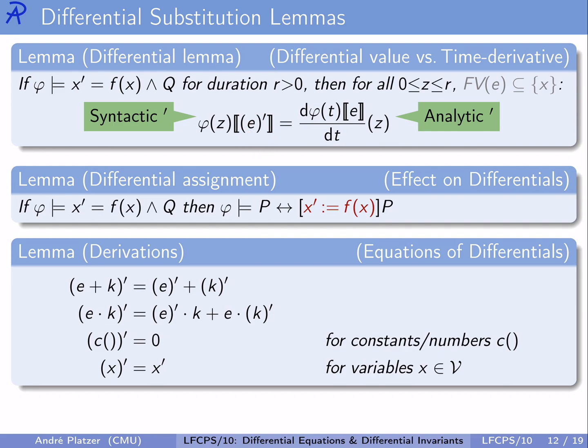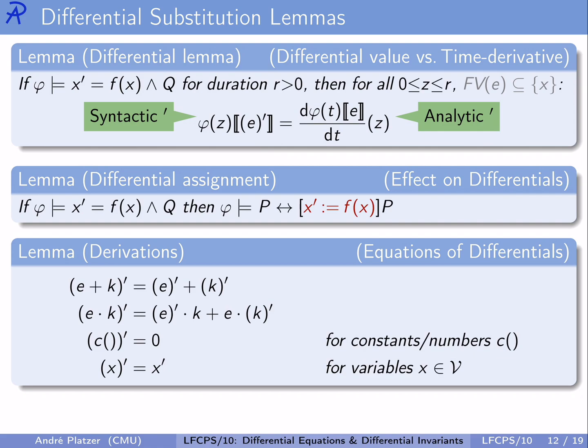syntactically we've added primes as differentials into the logic, but the meaning of this syntactic expression happens to coincide with the meaning of the analytic time derivatives we have, as long as those time derivatives are even meaningful. That means while we're following a differential equation, syntactic values happen to coincide with analytic derivatives. But remember, the value of E prime was actually this differential form expression.